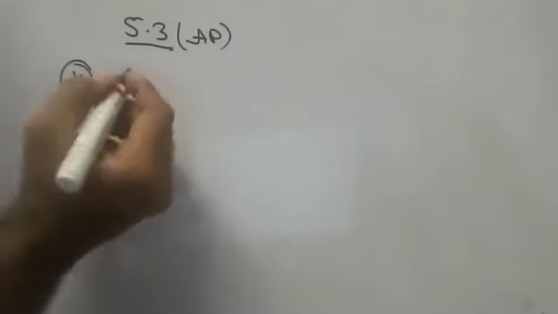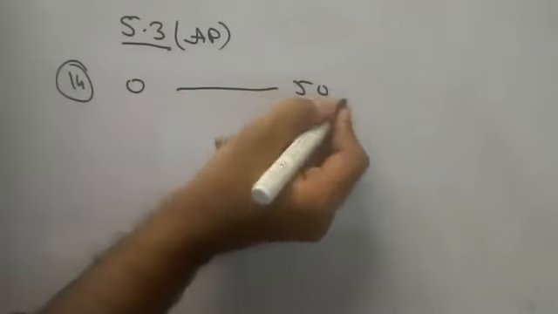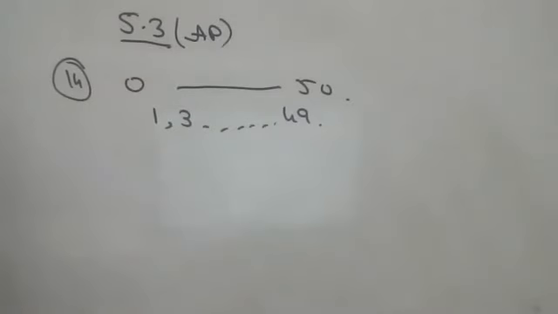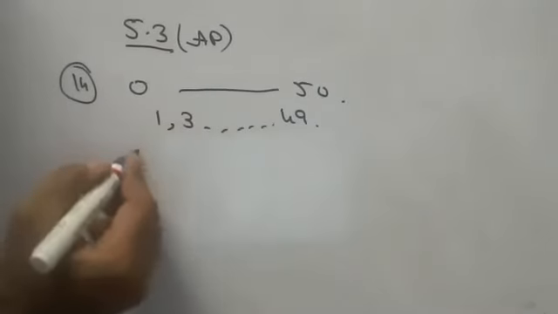Next, children, 14th question. Arithmetic progression. What is the 14th question, children? Find the sum of odd numbers between 0 and 50. Between 0 and 50, odd numbers start from 1, next is 3, and the last is 49. Find the sum. So how many terms will be there, children? Half will be odd numbers, half will be even numbers. Compulsorily it will be 25 terms, but if you say it directly, they won't accept it, children. You have to do and show.